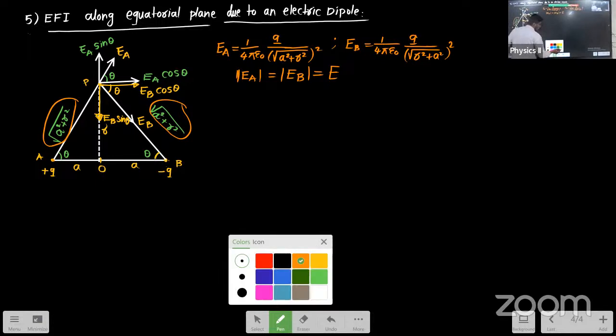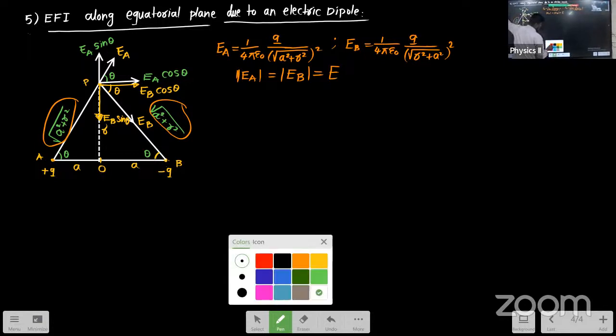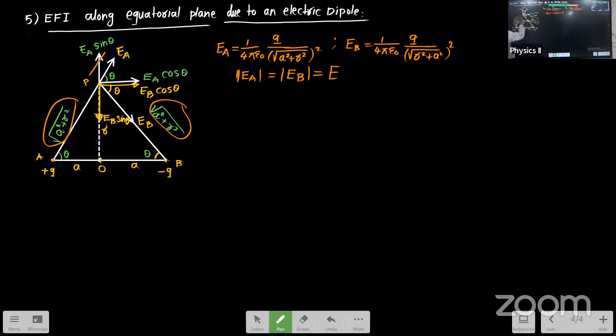Carefully see the diagram. As EA and EB are same, EA sin theta is acting in upward direction, and EB sin theta is acting in downward direction. Both the electric fields are same. Yes. So this component of electric field and this component of electric field get cancelled.